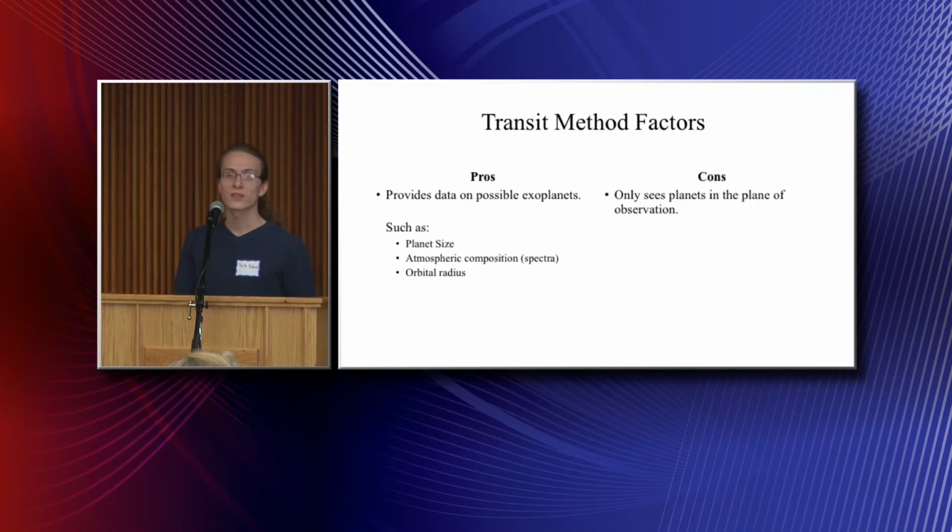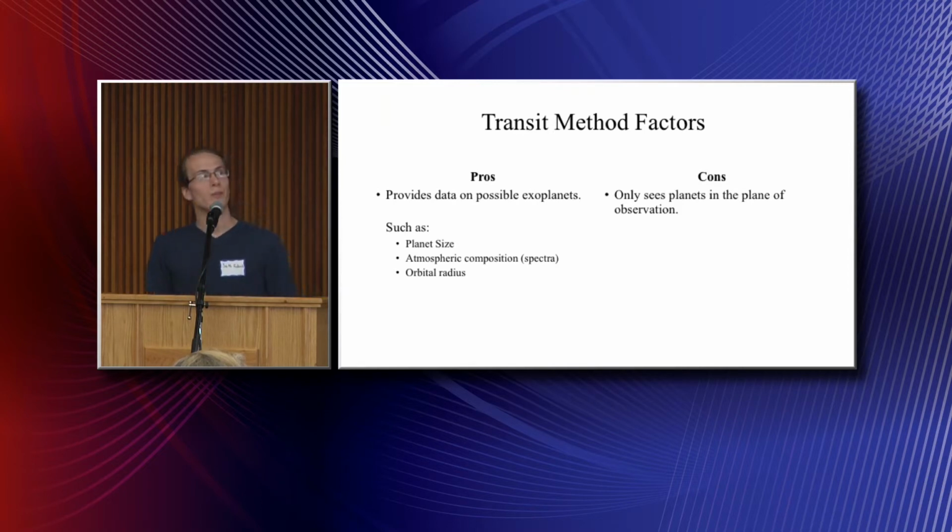So the benefits of this is it can give us an idea of a planet's size, its orbital radius, as well as the atmospheric composition, which is excellent information in determining how frequent Earth-like planets are. The difficulty with this is that you can only detect planets that are directly in your plane of sight. If a planet is a little above the plane or below, you're not going to see the light that it's blocking, so you won't even know that it's there.